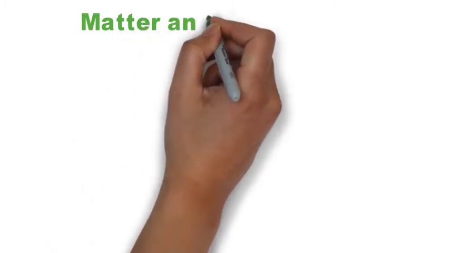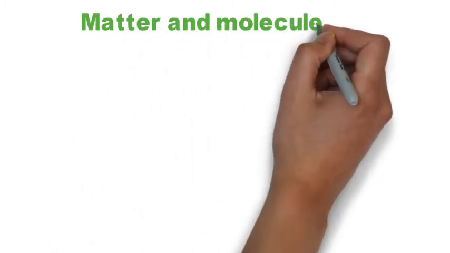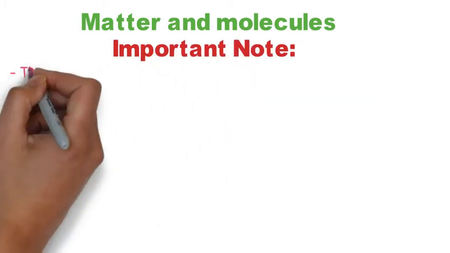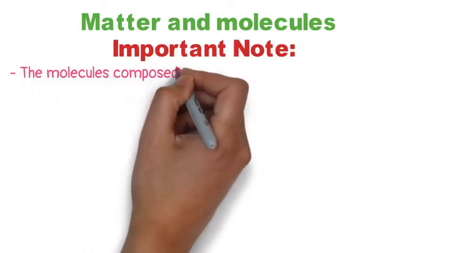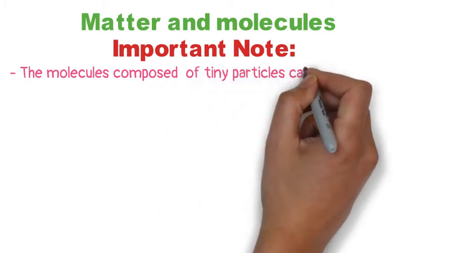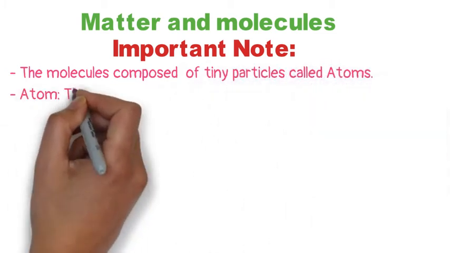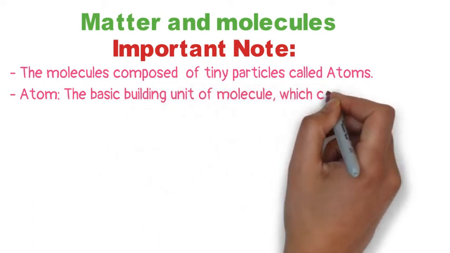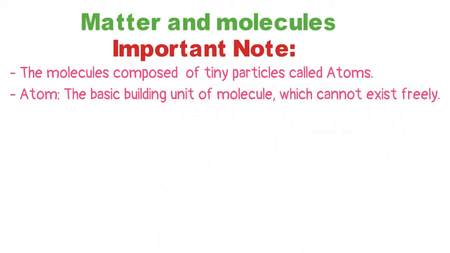The matter and the molecules. We should take some important notes. First, the molecule is composed of tiny particles called atoms. The atom is the basic building unit of the molecule which cannot exist freely.